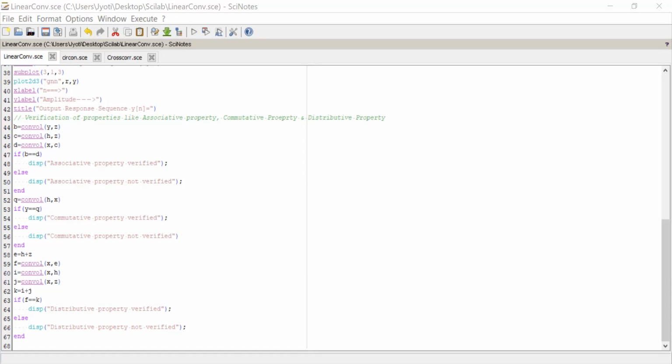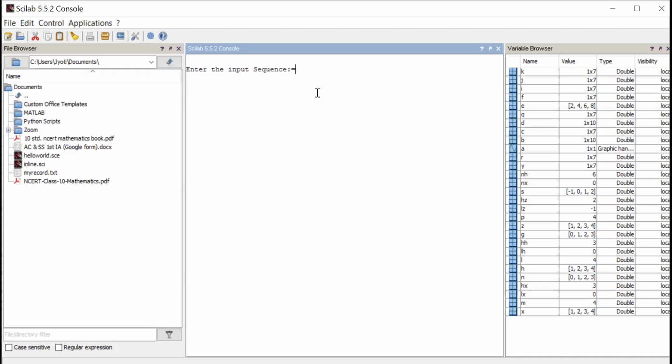Okay, see here. After executing that program, you'll get enter the input sequence. That means first you have to enter the x of n values. Okay, 1, 2, 3, 4 I have taken as I explained previously. Next, you have to enter the lower index of input sequence where the x of n will start. Position of x of n will start at 0. I have taken it as 0.